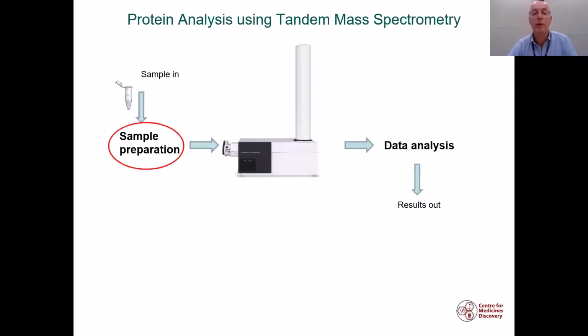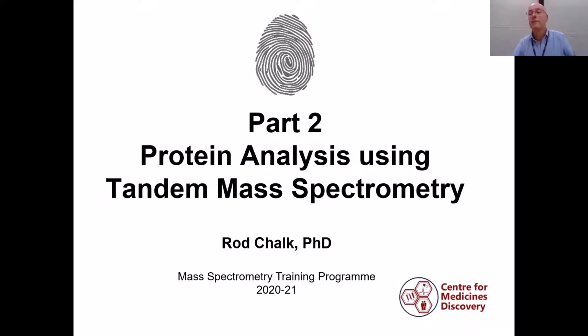Okay, we're going backwards. Okay, so this is part 2 of our mass spectrometry training series, and today we're going to look at protein analysis using tandem mass spectrometry. So last week we looked at how mass spectrometers work and what mass spectrometry is. Today we're going to look in detail at how they can be used for analysis of proteins.